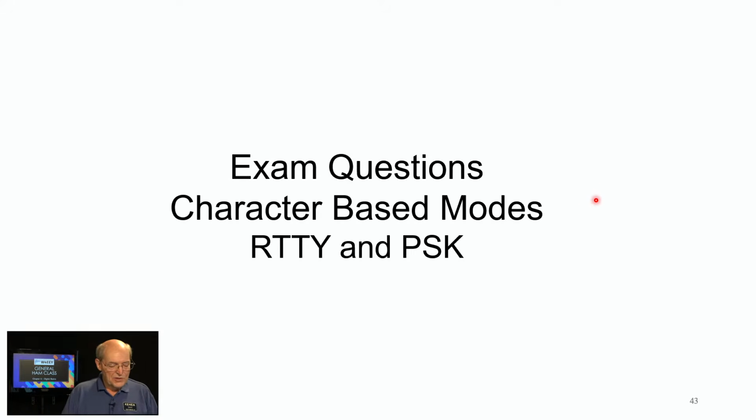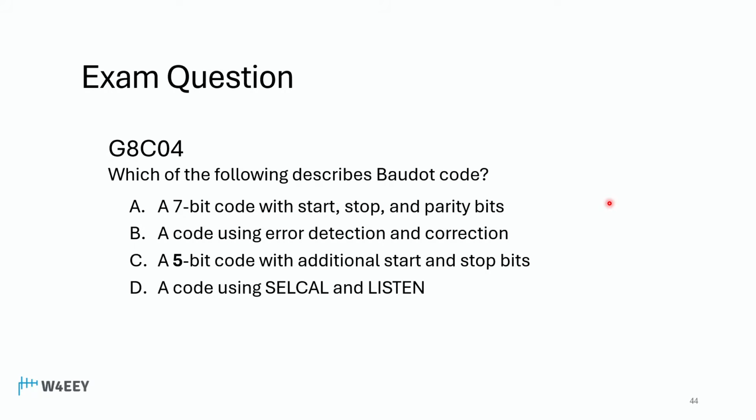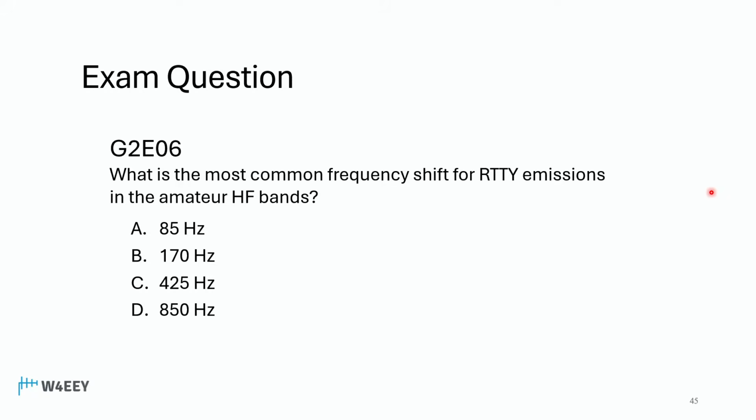All right, exam questions now for radio teletype and phase shift keying. Which of the following describes the Baudot code? Charlie. Yep, 5, which I've bolded. What is the most common frequency shift for RTTY emissions in the amateur HF bands? Bravo. 170 hertz. And that's all controllable in software, but that's normally the default.